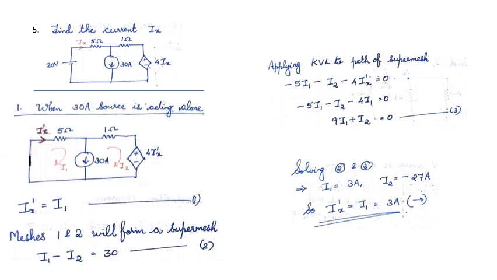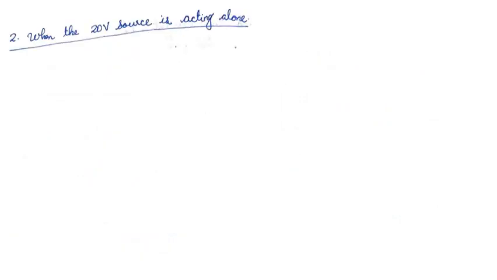Now, the second step is to consider the 20 volt source alone. In order to draw the diagram, we have to replace the current source by an open circuit. Then the circuit will be like this. Now the current through this branch is marked as Ix double dash. Our aim is to find Ix double dash.